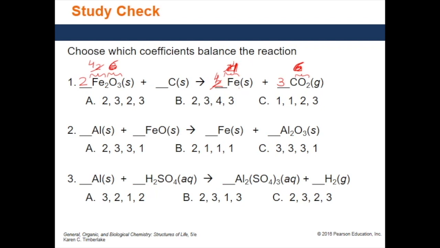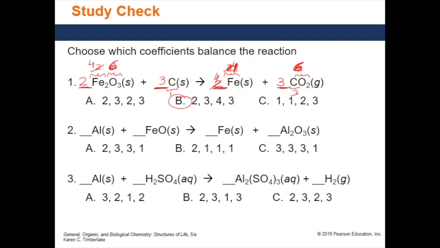Now we move to carbon. The number of carbon atoms here is 1. The number of carbon on the product side is now 3 times 1, which is 3. So to balance it, I need a 3 right here. So my coefficients that I see are 2, 3, 4, 3. 2, 3, 4, 3 is B. So that's our answer.